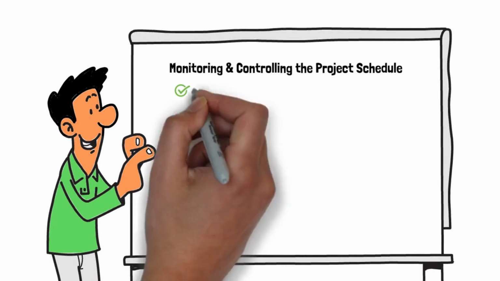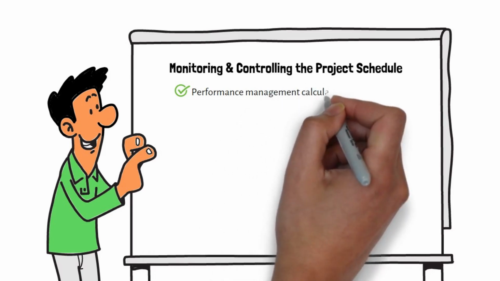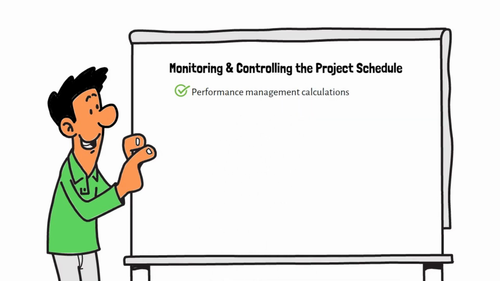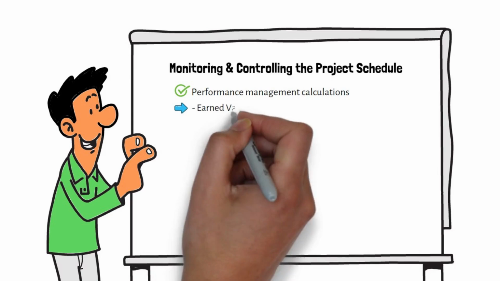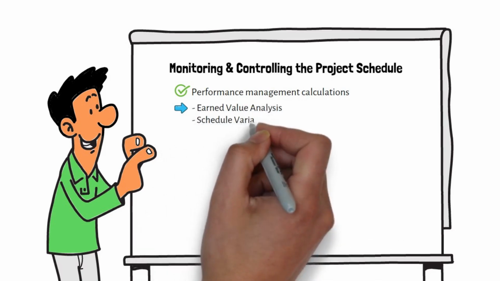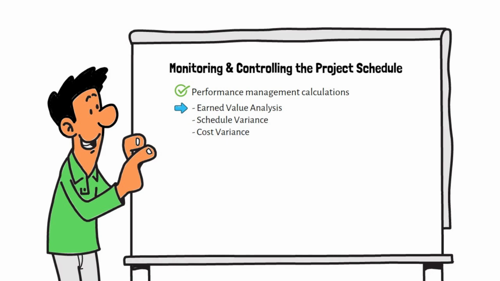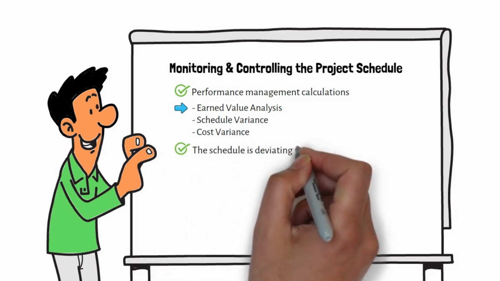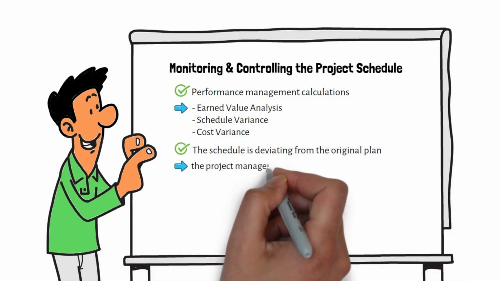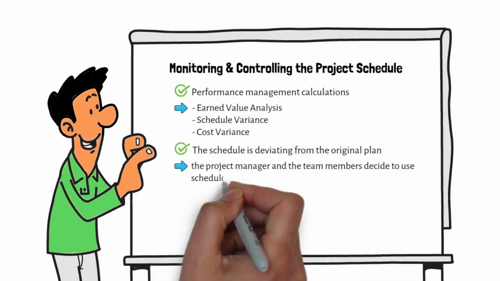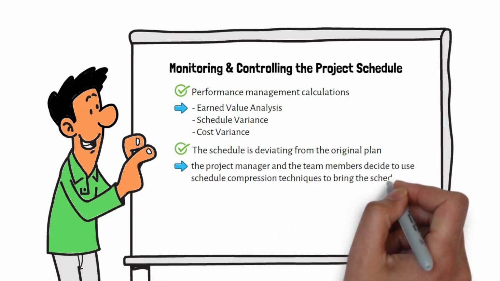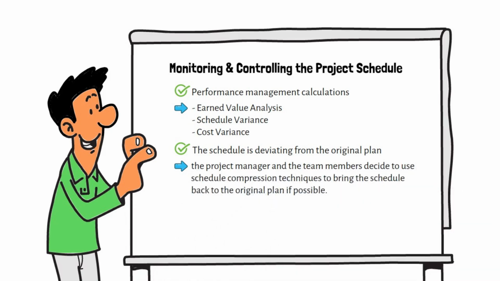Monitoring and controlling the project schedule. Monitoring and controlling the project schedule aims at evaluating the current status of the project by making performance management calculations. Performance management calculations include the following: earned value analysis, schedule variance, cost variance. According to the reports, if the schedule is deviating from the original plan, the project manager and the team members decide to use schedule compression techniques to bring the schedule back to the original plan if possible.